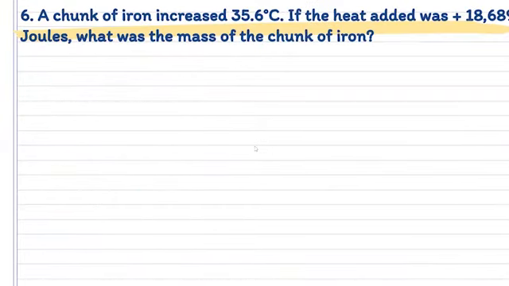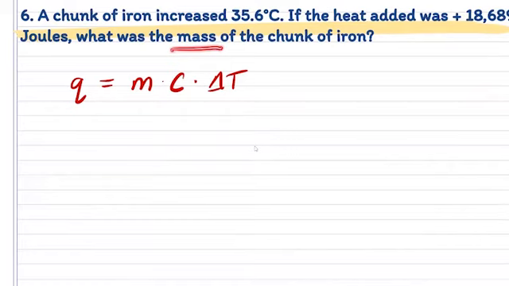6 asks, a chunk of iron increases in temperature by 36.5 degrees Celsius. If the heat added was 18,689 joules, what was the mass of the chunk of iron? So we're still going to be using that same relationship, but now we are told different things. We are given our heat, we are given our change in temperature, our table lets us know our specific heat. We want to find our mass. So just using some algebra, I'm going to get the mass by itself. So dividing both sides by specific heat times change in temperature.